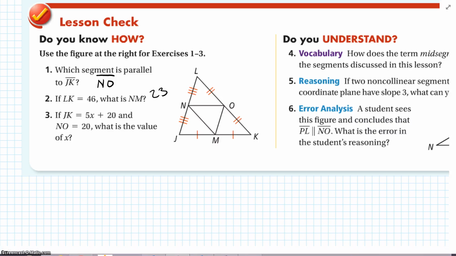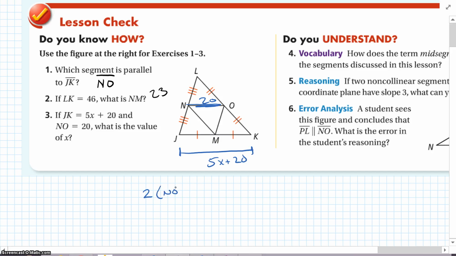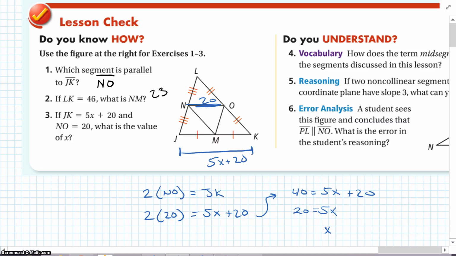Okay. JK is 5x plus 20, and NO is 20. What is the value of x? So we can say 2 times NO equals JK. So 2 times 20 equals 5x plus 20. So that's going to be 40 equals 5x plus 20. Subtract 20 from each side, so 20 equals 5x. Divide each side by 5, so x must equal 4. Okay. That pretty much sums up how we deal with mid-segments.